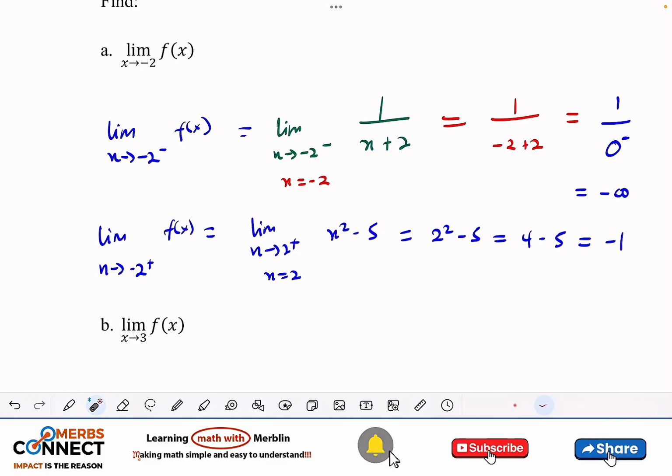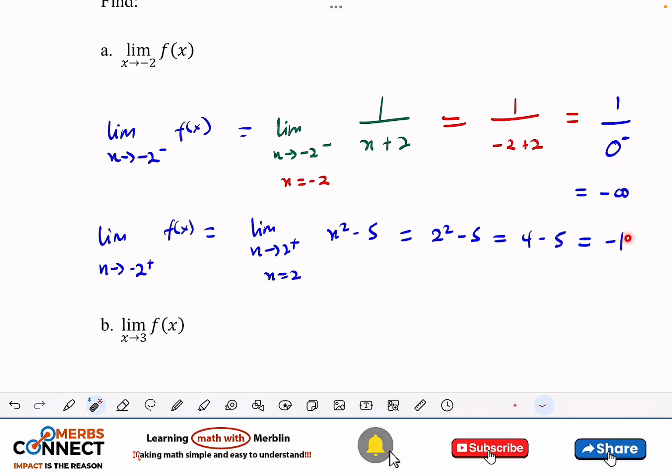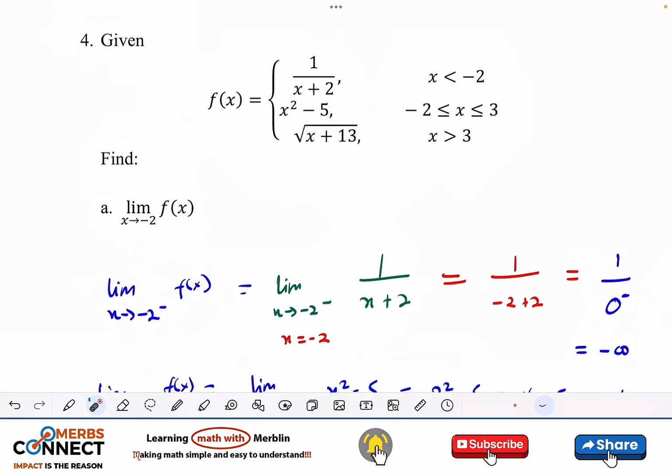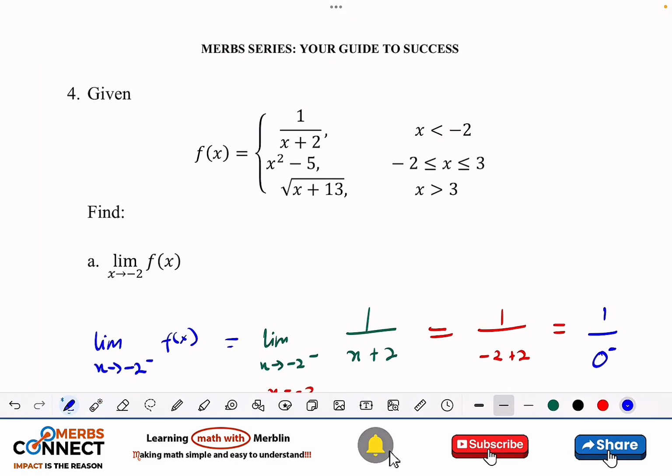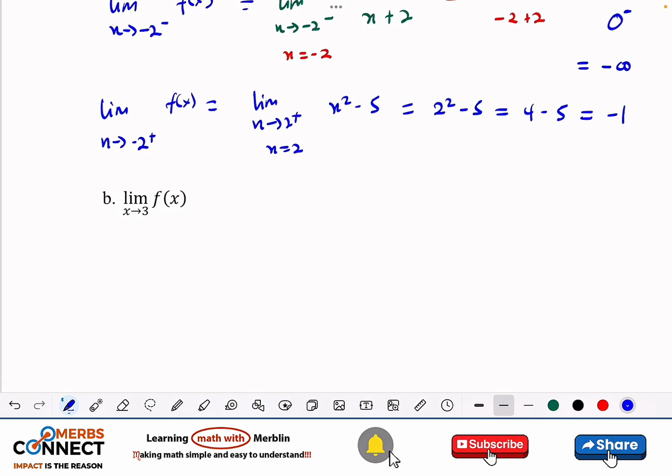So we can see that the left side is not the same as the right side, because even this one does not exist. So it means that the limit does not exist. This guy here does not exist, period. So basically that's what we just need to do.